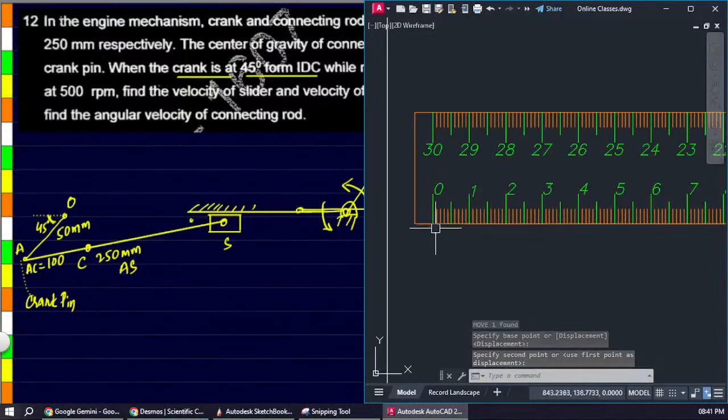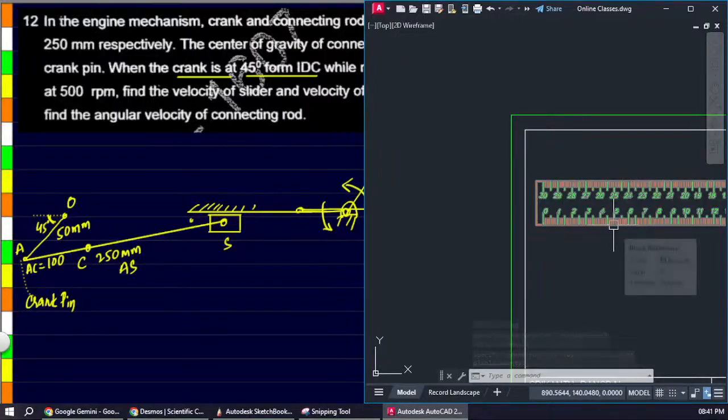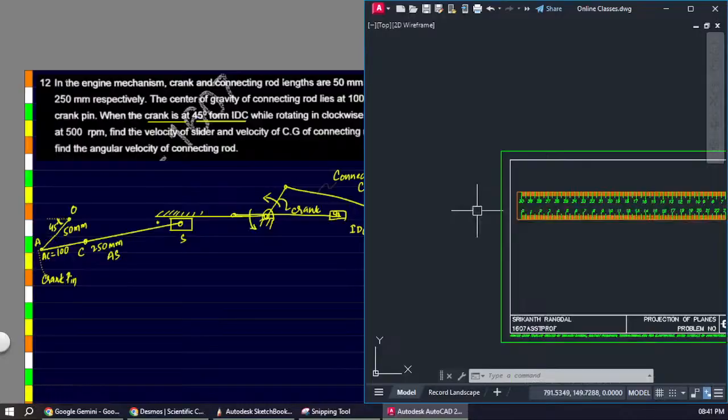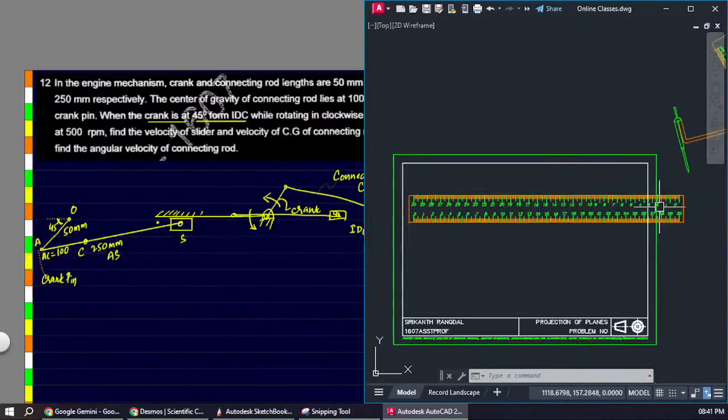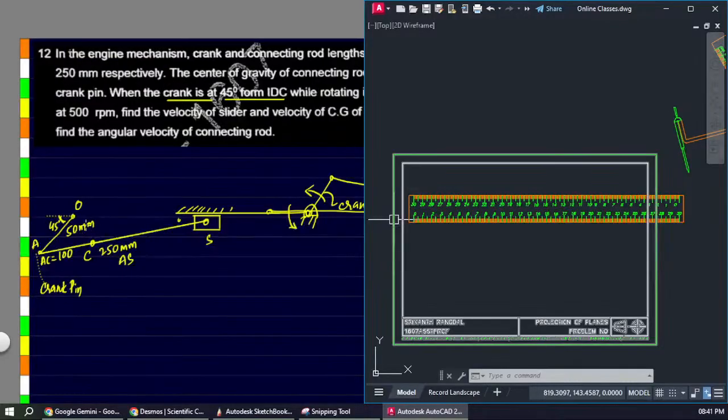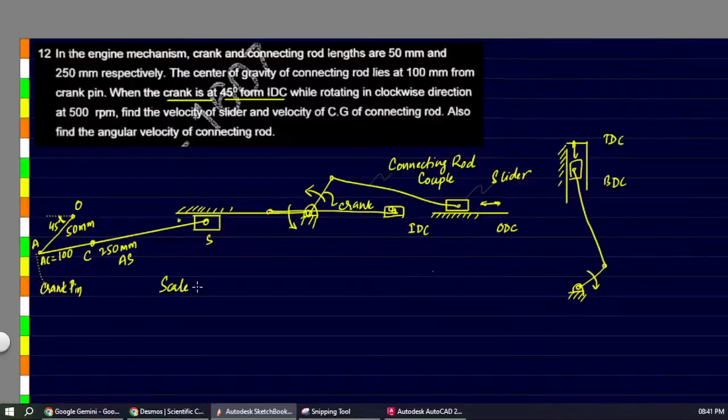Okay, and the crank is 50 mm, 5 centimeters, which we can easily draw, but drawing 250 mm is going to be slightly difficult. So in order to make it slightly smaller, let us take a scale of 1:2. We will do this for the position diagram.